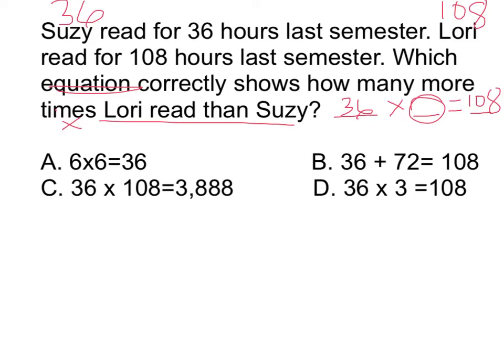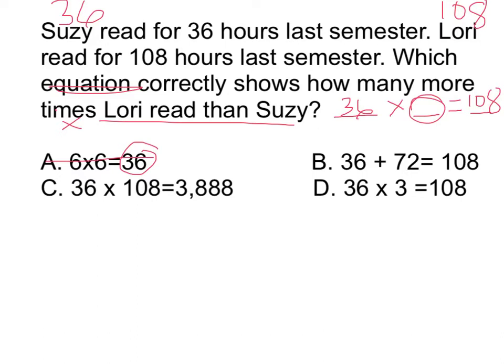So now we have 6 times 6 equals 36, which is true. 6 times 6 is 36. And I understand where 36 came from. It came from Susie. But where did the 6 times 6 come from? Where's Lori's information? What does it have to do with anything? It doesn't. So we're going to mark that out.